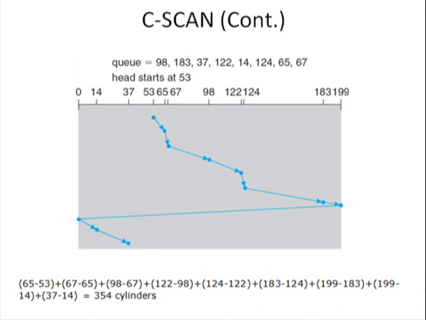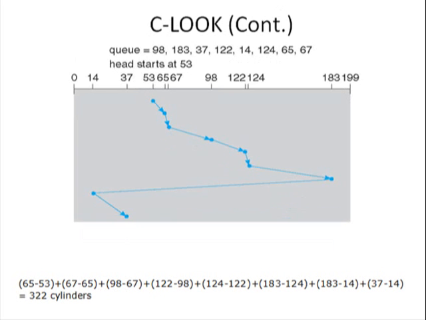If you compare this with C-SCAN, which is the alternative version of C-LOOK, you can see the number of head movements has decreased in terms of cylinders. In the case of C-SCAN, the total number of head movements was 354, whereas in C-LOOK, the total number of head movements in terms of cylinders is only 322. So the seek time has been reduced when you consider the C-LOOK algorithm.